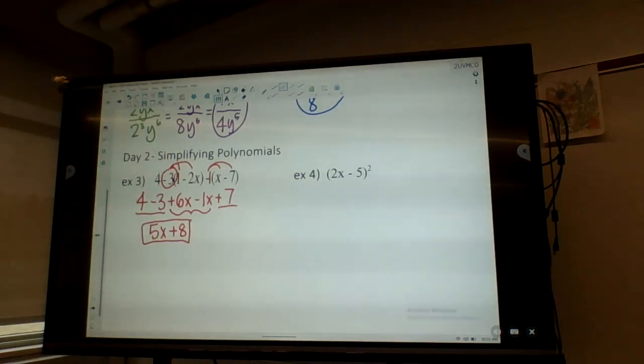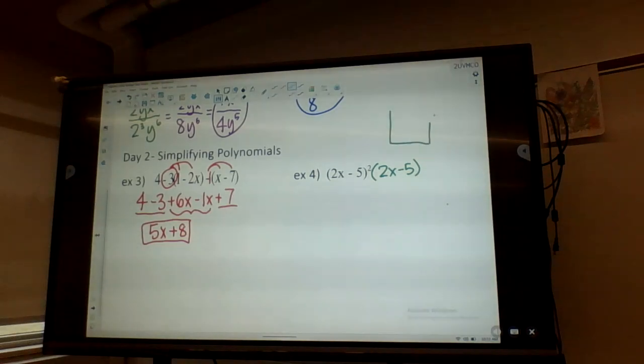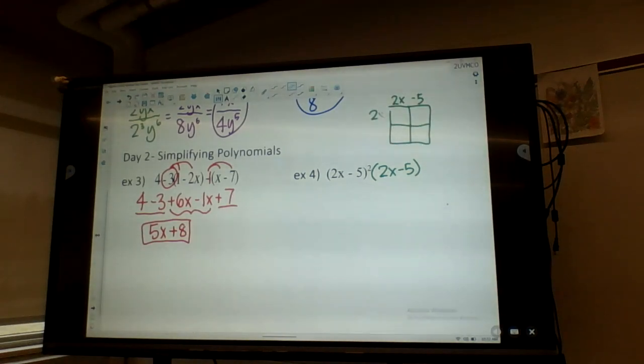Now this next one is the puppy problem. We don't want to kill puppies. So this is either FOIL or box method. So we want to write it twice. And it doesn't matter which one you guys use. You should still get the same answer.